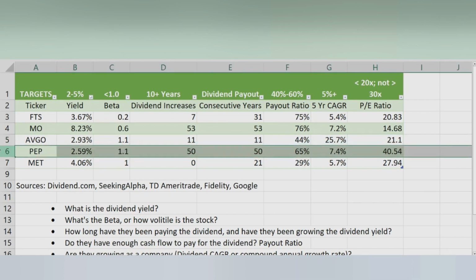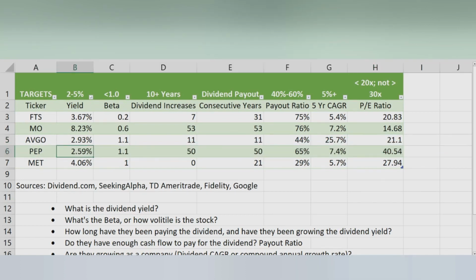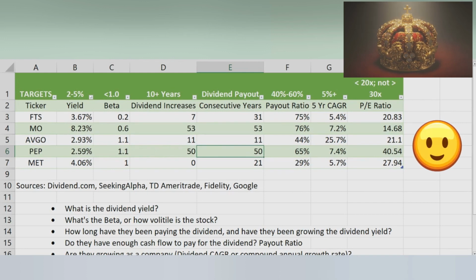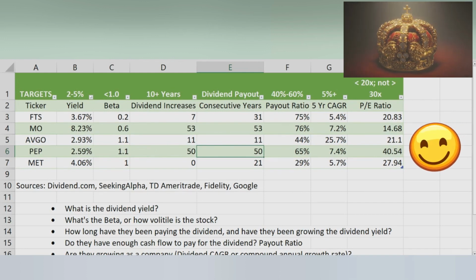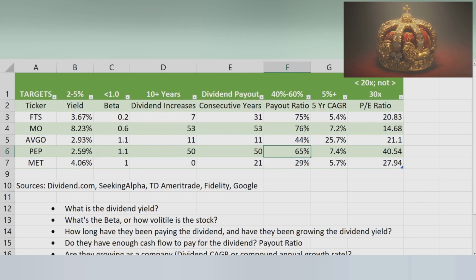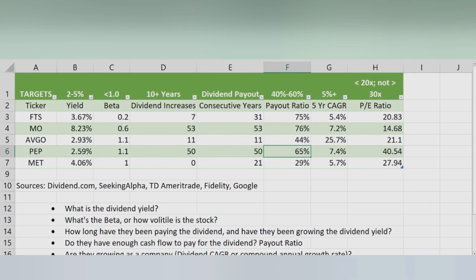What about something like Pepsi? Well, Pepsi's at a 2.59 dividend yield, which is also a beta of 1.1, so that checks the box. An incredible history of 50 years of increasing that dividend and 50 years of paying it out, which is top notch. It's dividend king territory. And the payout ratio is okay at 65%.